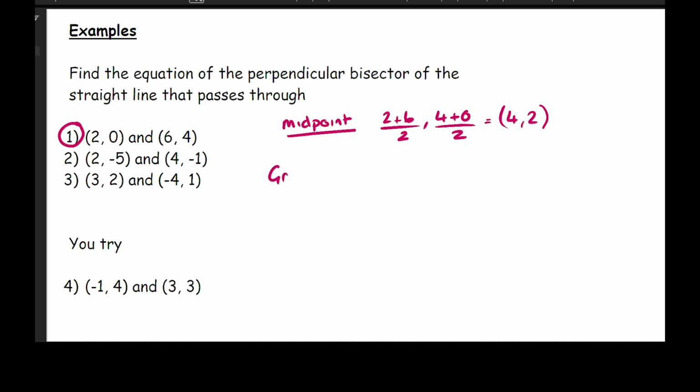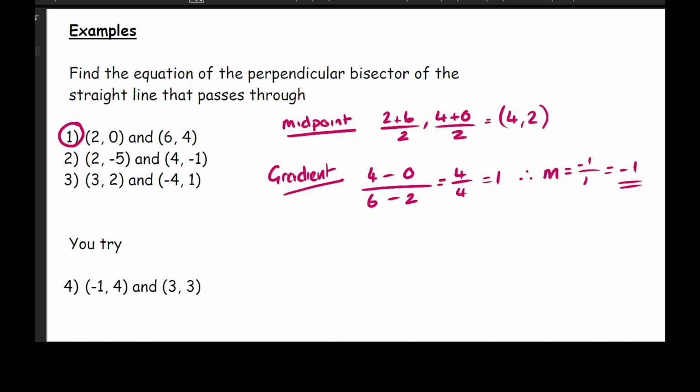Then what I then need to do is find the gradient. And so here I'm going to have minus 1, or minus, I should say, I got the wrong coordinate there, so let me just correct that. And here we're going to have 4, 6, and we've got 2, 0. So from this we get 4 over 4, which is 1. And then we need to do the negative reciprocal of that, which gives me minus 1 over 1, which gives me a gradient of minus 1.